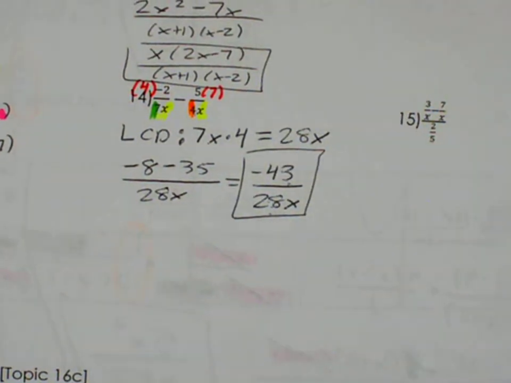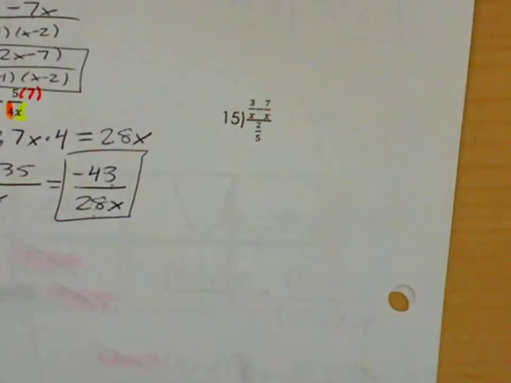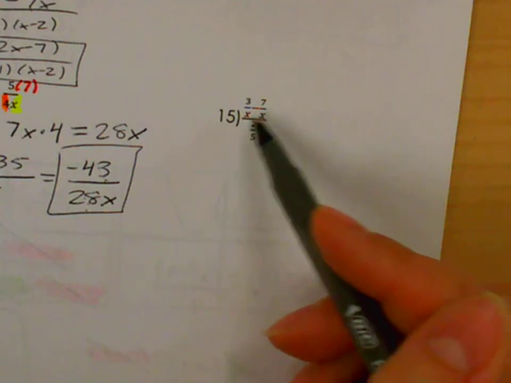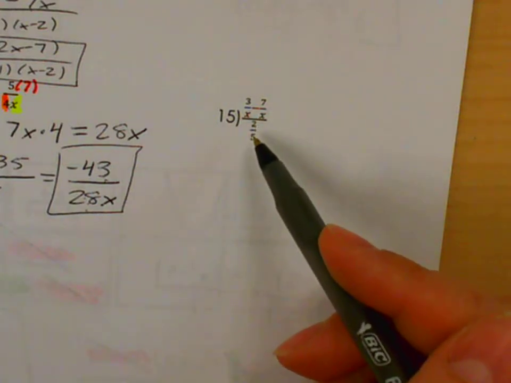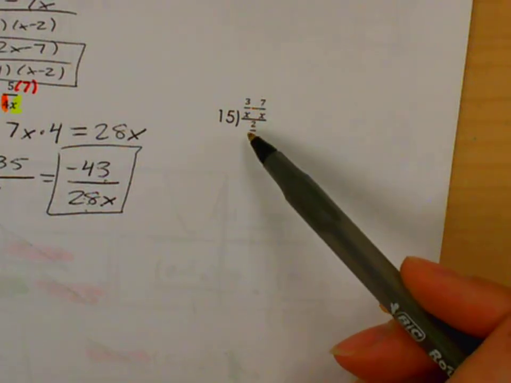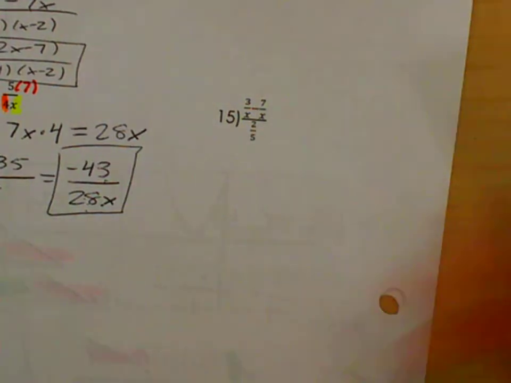All right, last one in this section, number 15. So this one is a complex fraction. I have more than one fraction on the top. I only have one fraction on the bottom. Complex fraction, I need to get it down to one fraction on the top divided by one on the bottom. So I'm already good on the bottom, so I've got to work on this top one.